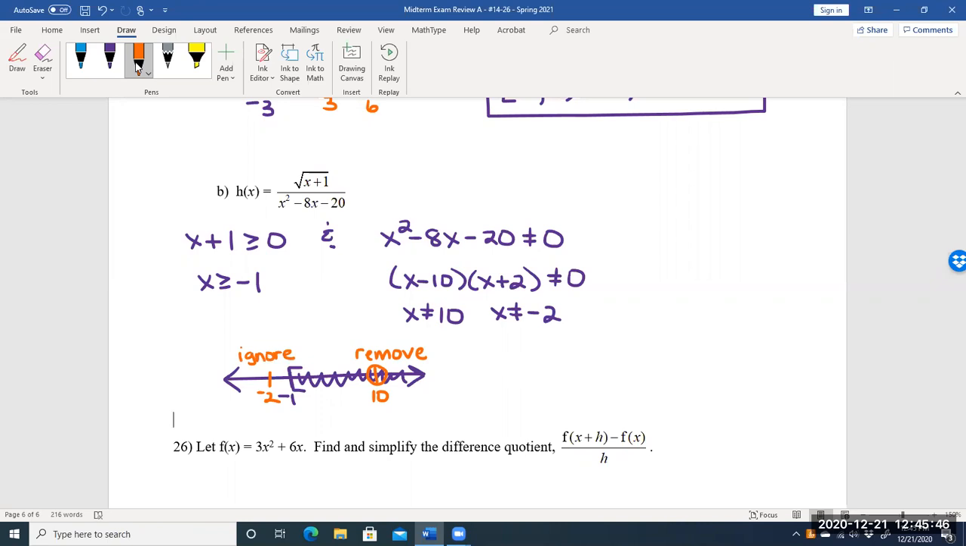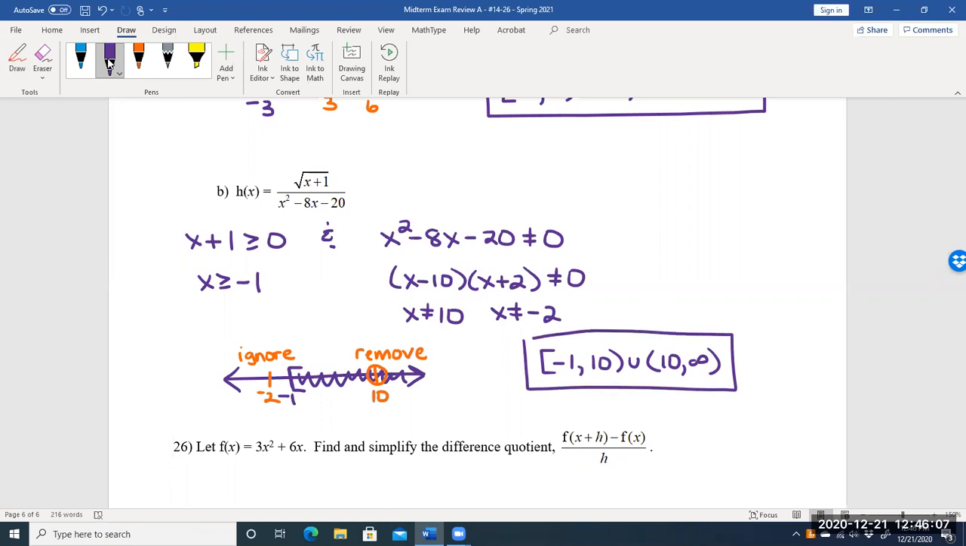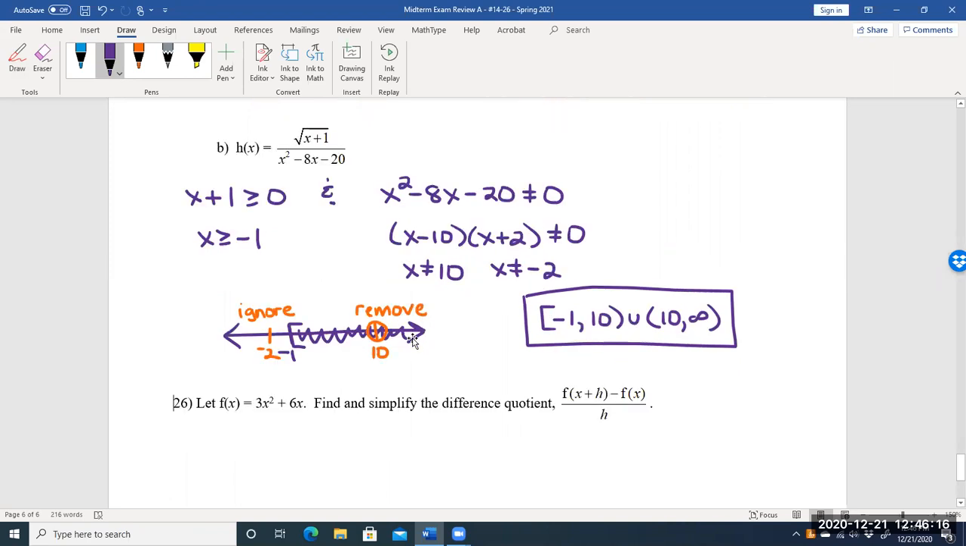And so by restricting x and requiring x to be greater than or equal to -1, then x will not be -2. That's not an issue. It's outside the interval. So this time my domain would be -1 to 10, 10 to infinity. So 10 was removed from that interval because 10 falls in that interval, but the -2 can be ignored because it is not in that interval. And so by requiring x to be greater than or equal to -1, x will not be -2.